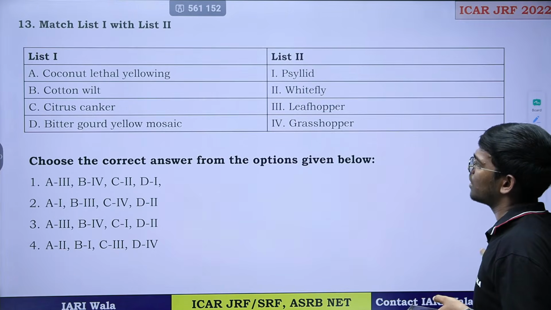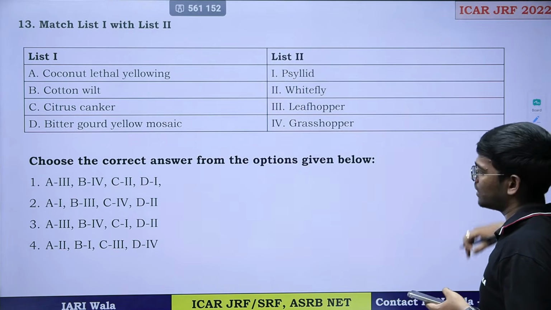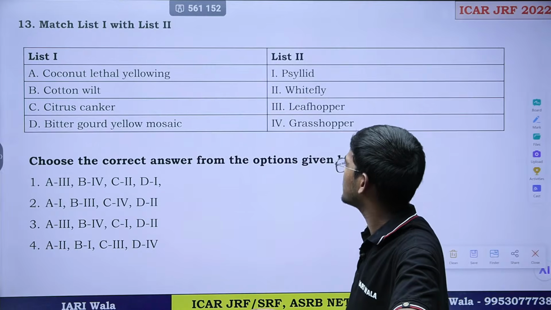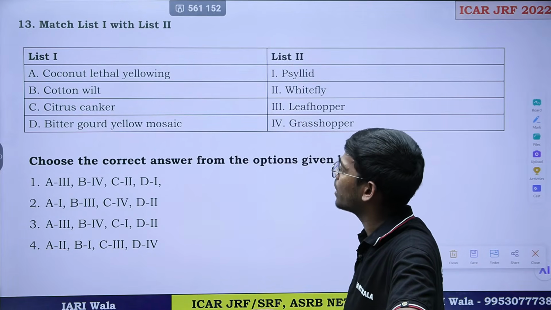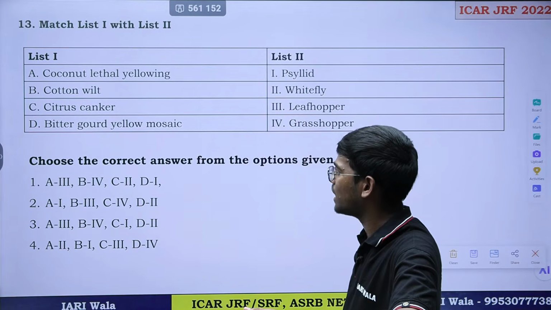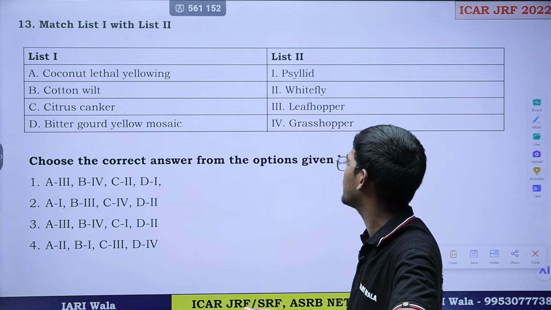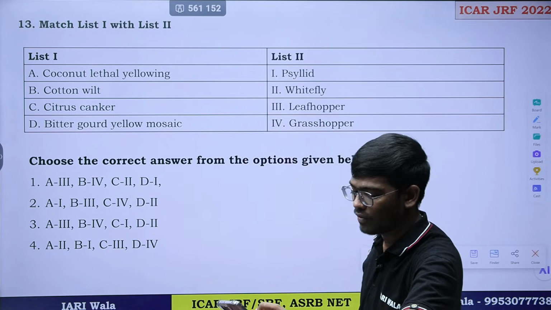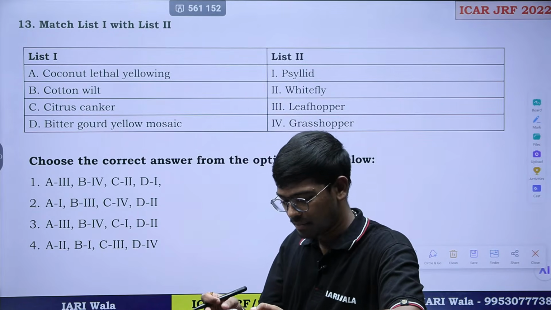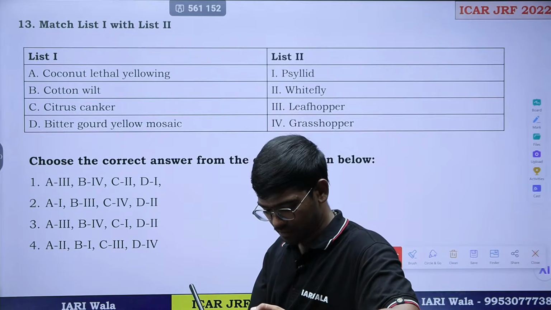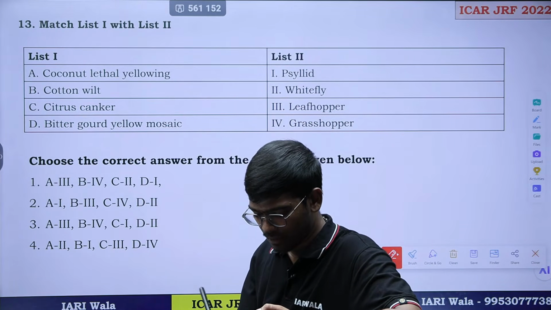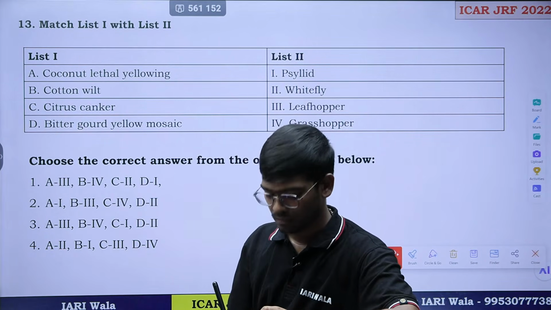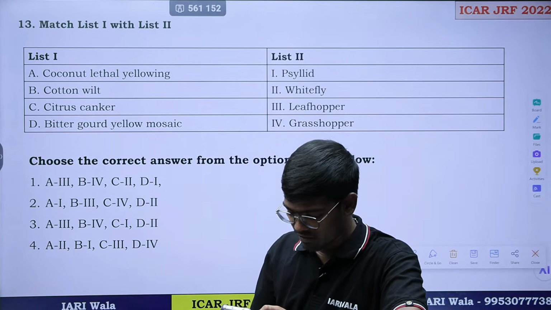Then coming to the 13th question, here we can see the matching. On one side they gave the disease and on the other side the vectors. Coconut lethal yellowing, cotton wilt, citrus canker, bitter gourd yellow mosaic. Then on the other side psyllid, whitefly, leafhopper and grasshopper. So will anybody tell this answer? I'm checking if any person will respond.